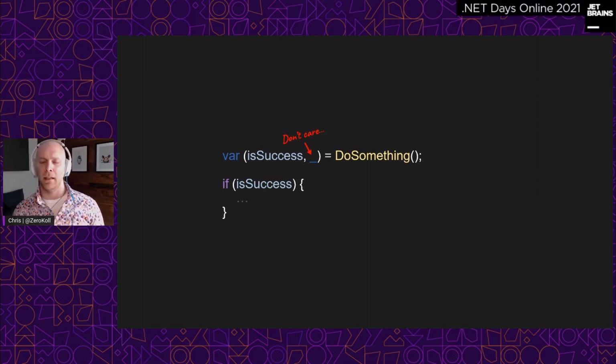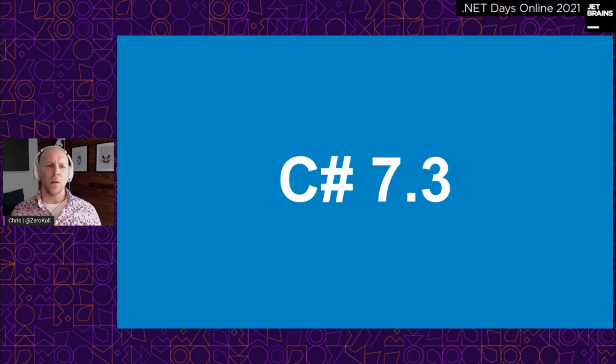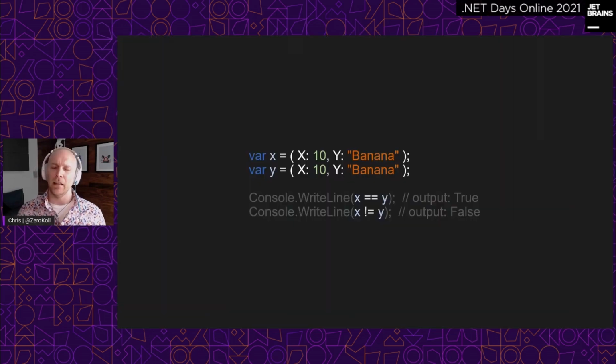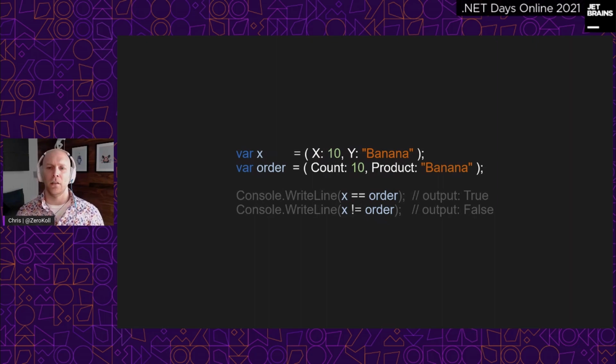Value tuples are awesome. They give a lot of flexibility to really small and nice code. And in C# 7.3, they were changed a little bit, so you actually get equality comparison. So if you create two value tuples like this and then compare them, that's going to work fine. Just a little thing to note is that your comparison is ordinal. So if you go and do that, it doesn't care if it's count and X and Y and product. It's going to be happy with the ordinal thing.